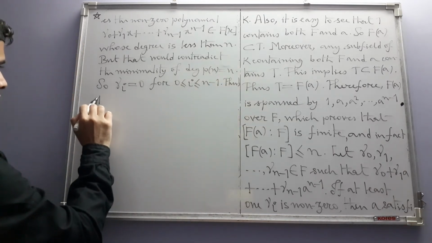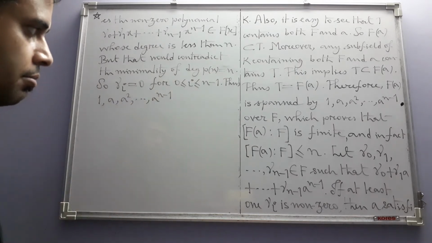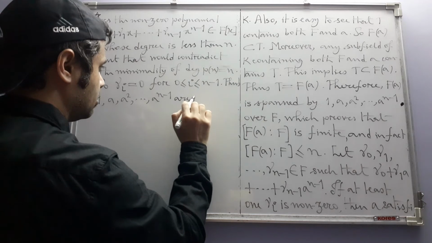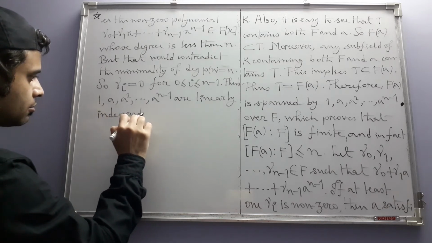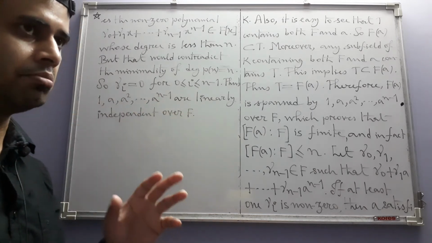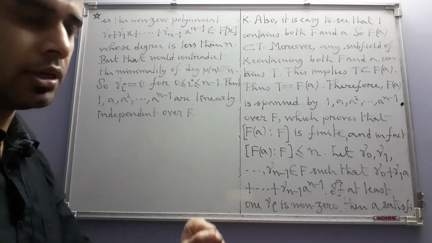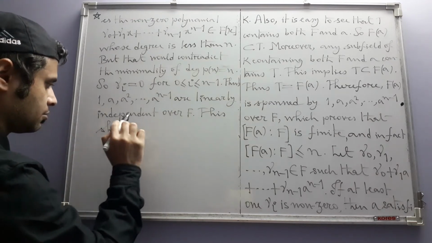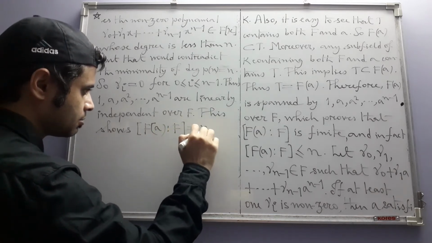Thus, these powers of a not only span F(a) over F, but they are in fact linearly independent over F, which shows that they form a basis for F(a) over F, and as such this dimension is actually equal to n. That's how we are getting that this degree is n.